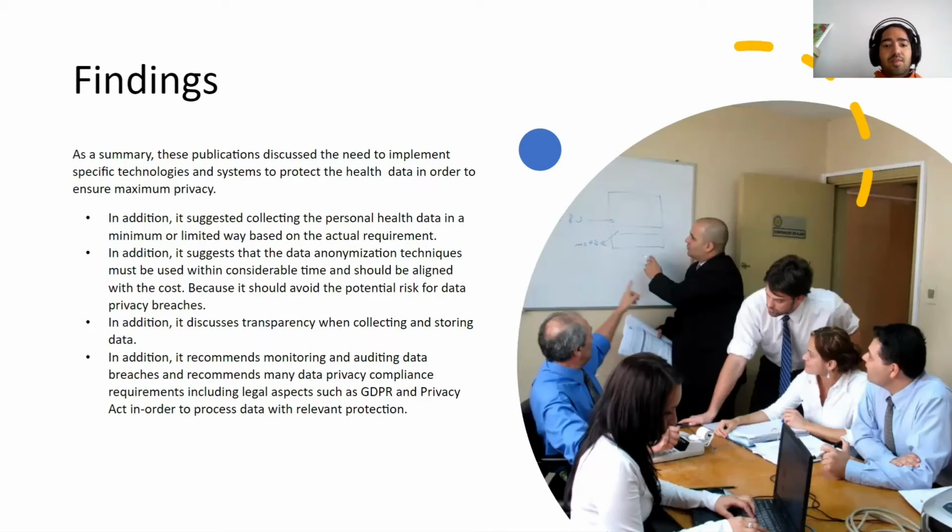And here, as a summary, describing the findings from all 4 articles. These publications discuss the need to implement specific technologies and systems to protect health data in order to ensure maximum privacy, because the data privacy risk is really high in the healthcare industry. It's a high risk. So that's why they ask to ensure maximum privacy.